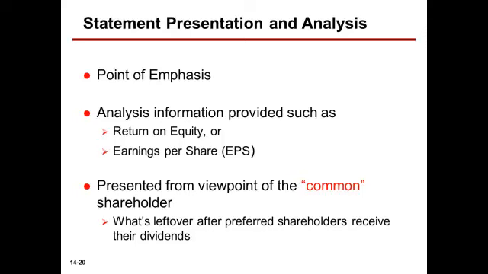A point of emphasis on the last couple of calculations, return on equity and earnings per share. Please see that this is presented from the viewpoint of the common shareholder. That is, what's left over after preferred shareholders receive their dividends. Earnings per share is a common shareholder calculation not meant for preferred shareholders. Why? Because the preferred shareholder is interested in their fixed dividends. They have a yield on their preferred stock. That yield times the par value is the dollars per share the preferred shareholder expects in dividends each year.